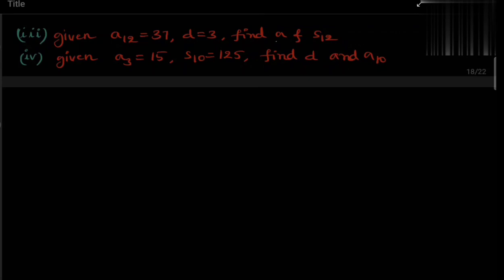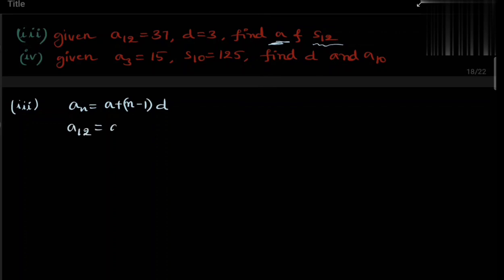So here we have to find the first term and the sum of the first 12 terms. So, therefore, the third one. Here a12 and d are given, so we have to find a. We know the formula for the nth term of an AP: an is equal to a plus (n minus 1) into d. Here an is nothing but a12, so 12 is the number of terms.